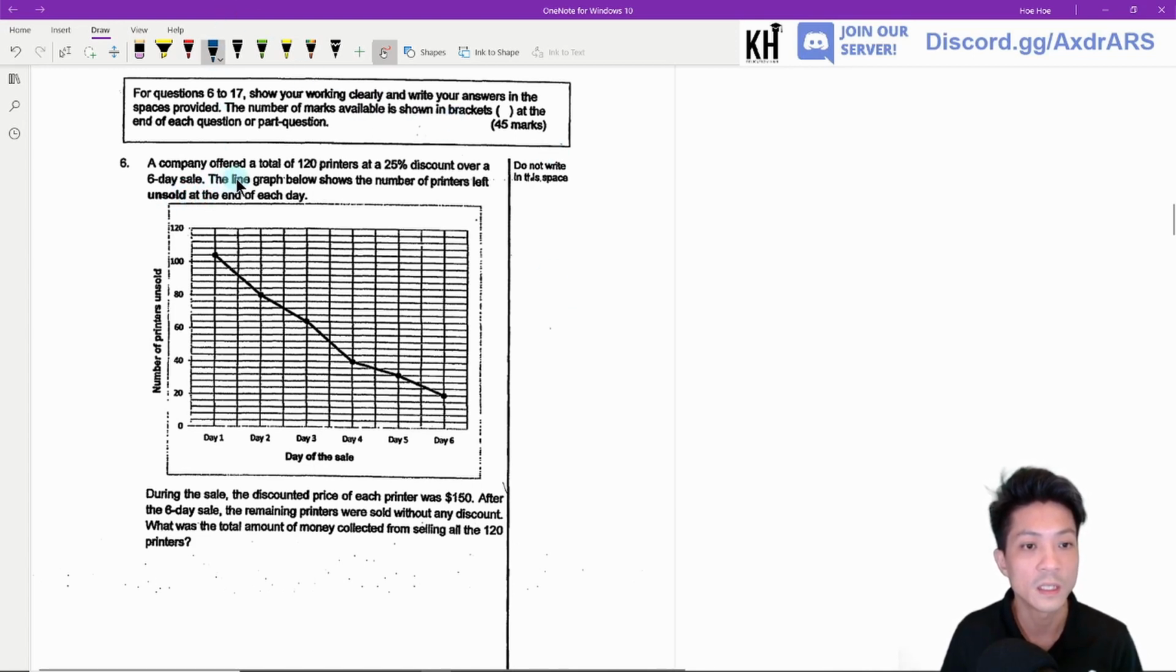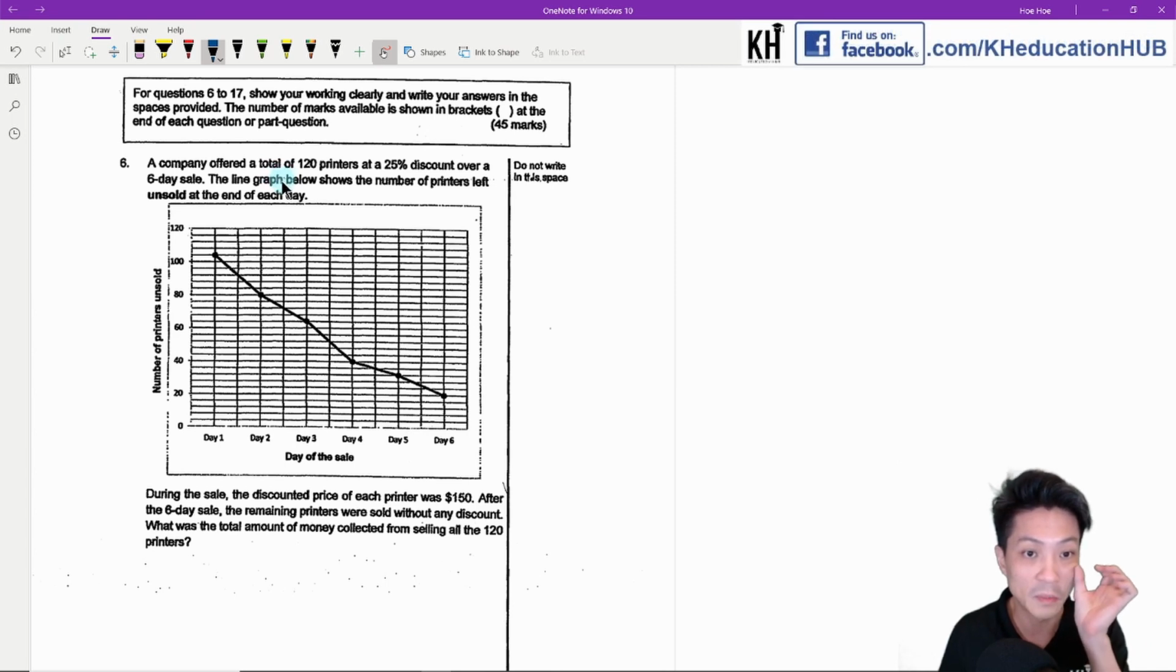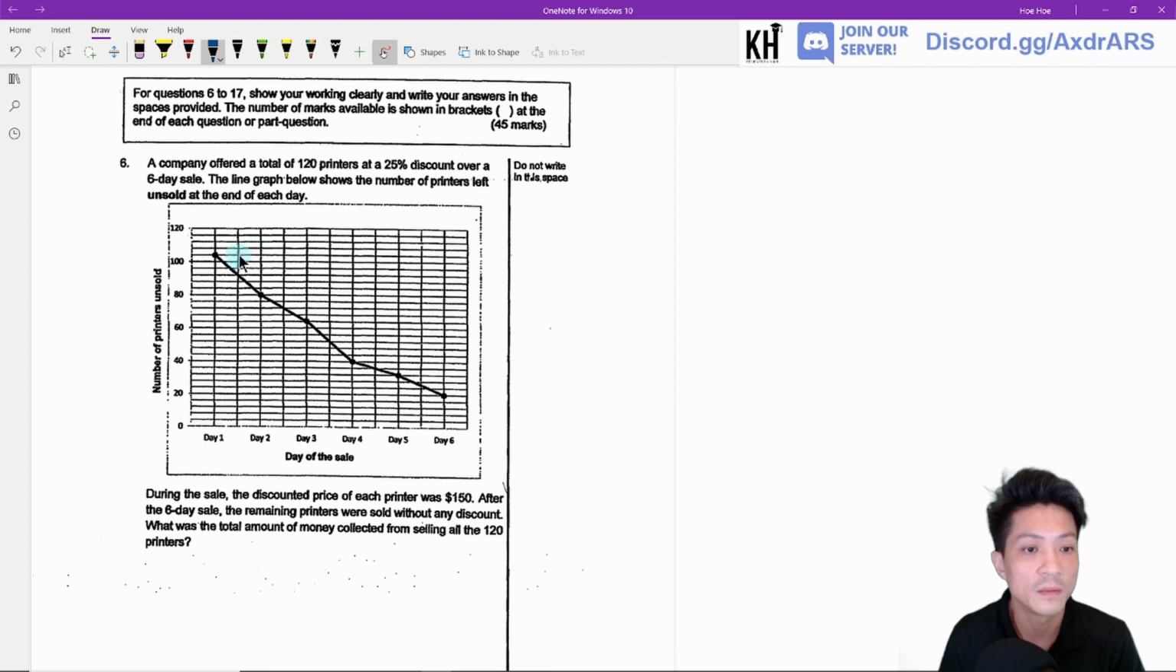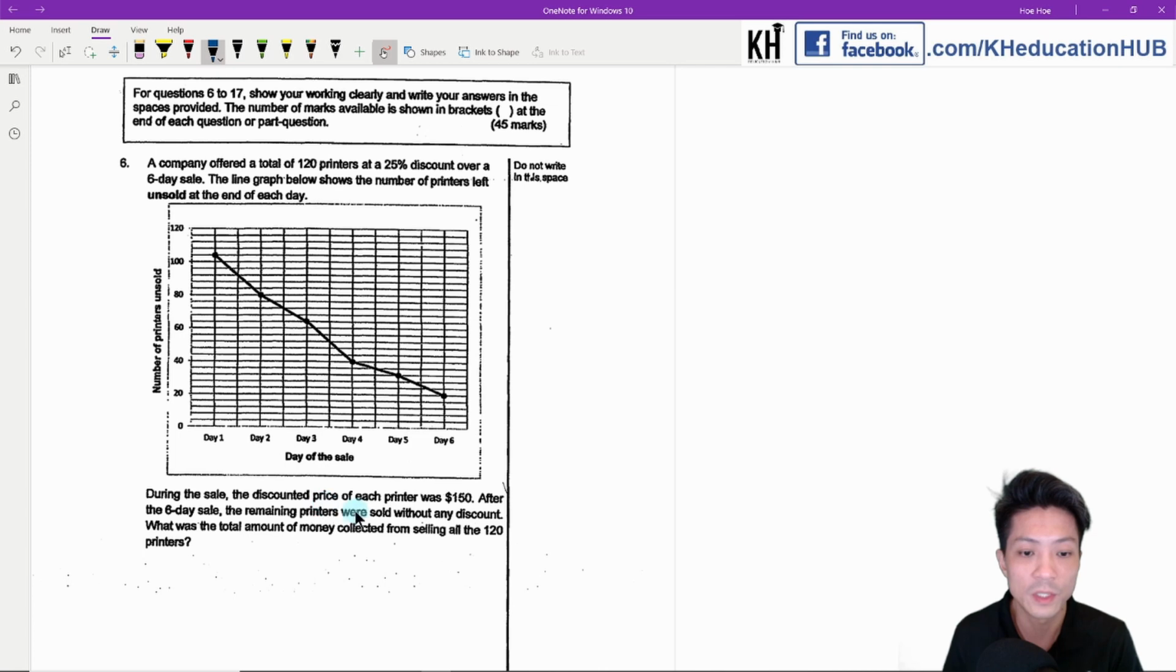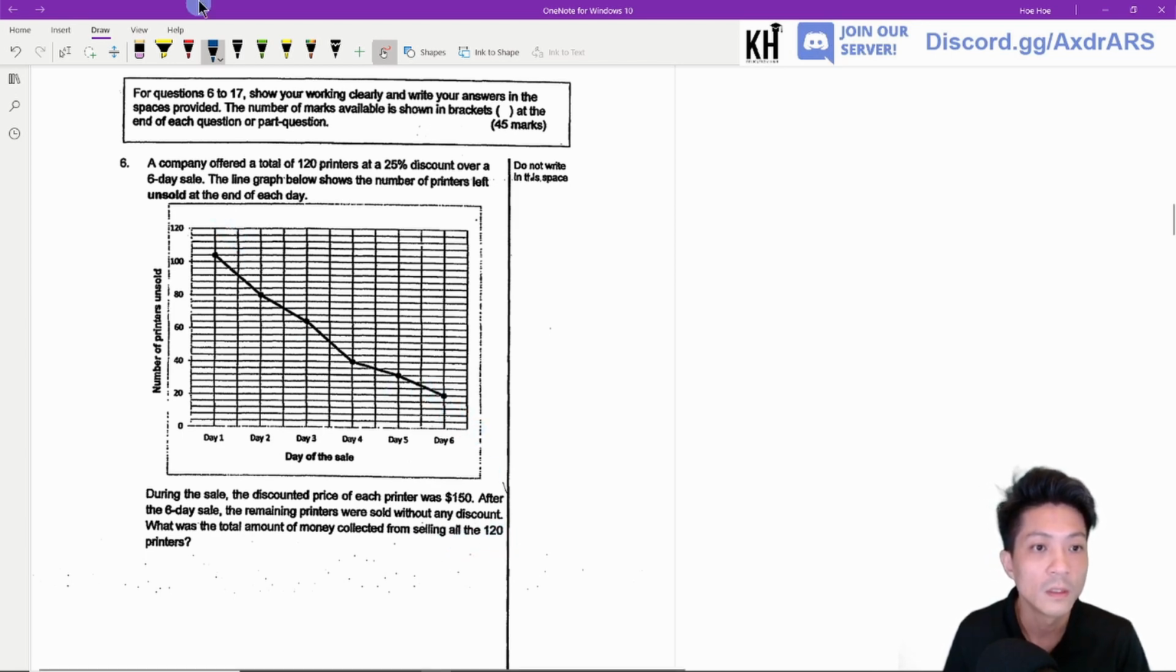Okay, question 6. A company offered a total of 120 printers at a 25% discount over a 6-day sale. The line graph below shows the number of printers left unsold at the end of each day. Okay, so during the sale, the discounted price of each printer was $150. After the 6-day sale, the remaining printers were sold without any discount. What was the total amount of money collected from selling all the 120 printers? Okay, I'm going to write down the numbers over here first.